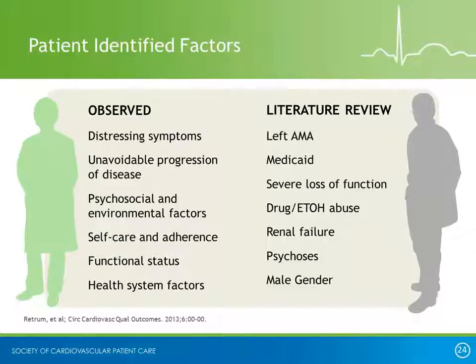When we review the literature, we see that patients who left AMA, had Medicaid, had a severe loss of function during hospitalization, were positive for drug or alcohol abuse, had renal failure, psychoses, or were the male gender were at a higher risk for mortality and readmission. So what can we do with this information?